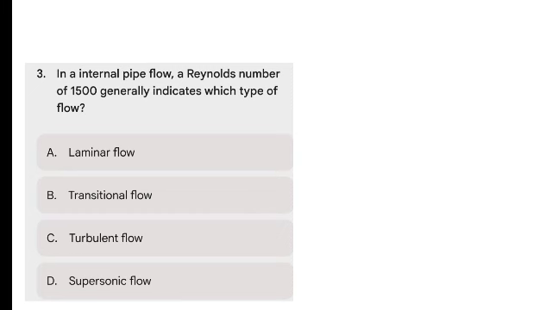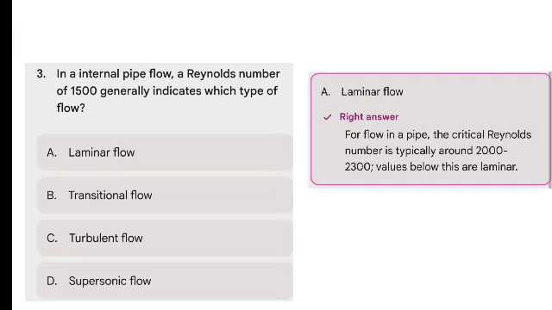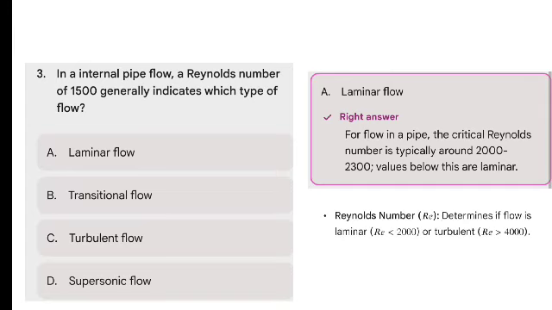In this question, in an internal pipe flow, a Reynolds number of 1500 generally indicates which type of flow. Just now we have seen that if it is less than 2000, it is laminar flow. If it is more than 2000, that is turbulent flow. We know Reynolds number determines if flow is laminar, it is less than 2000. If it is turbulent, greater than 4000.